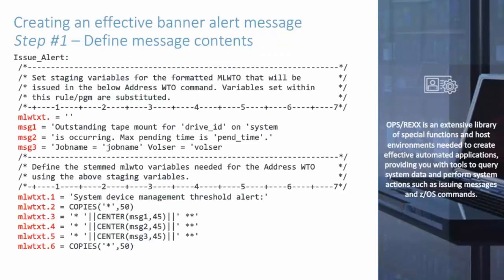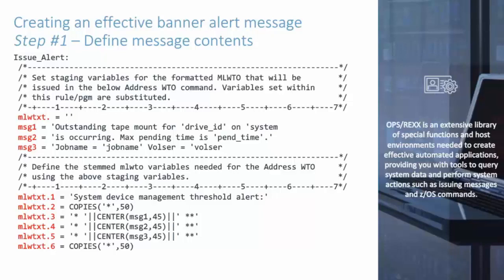Let's take a look at step 1 of this type of alert automation. The first coding step needed in your automated logic is to define the contents of the message that is to appear in the MLWTO data lines and will be surrounded by the flower box. In this code, the data lines, or the primary message lines of the alert, are being set to variables MSG1, the first data line, MSG2, the second line, MSG3, the third line. Of course, more or less variables can be used to address different sizes and types of alert messages.